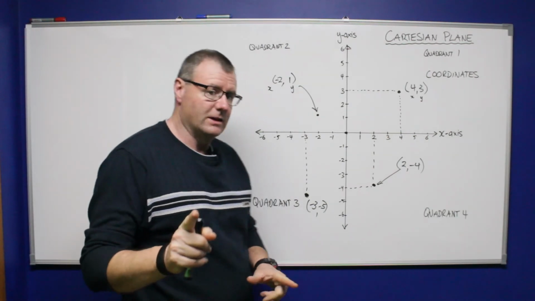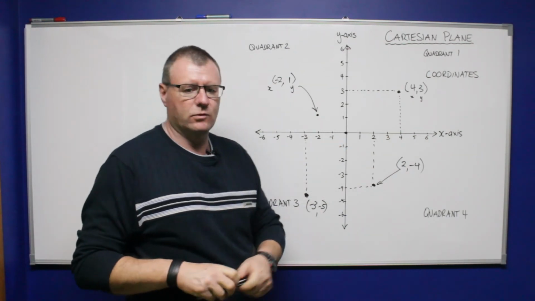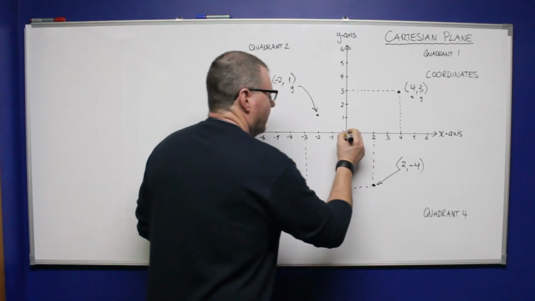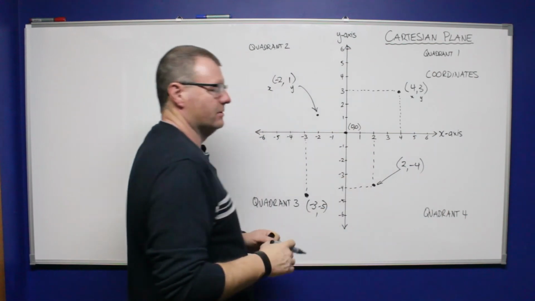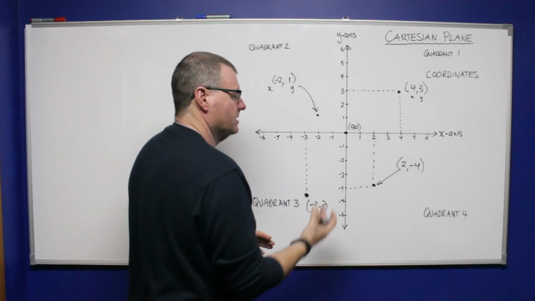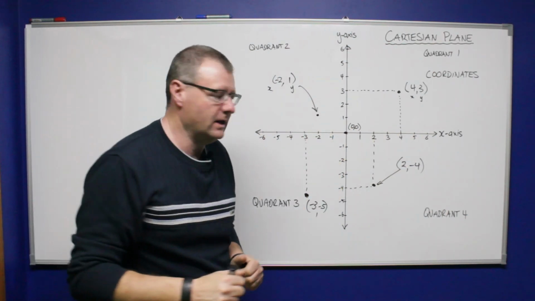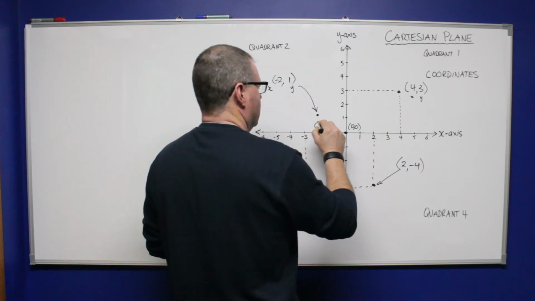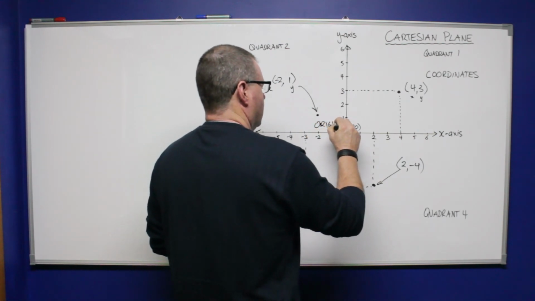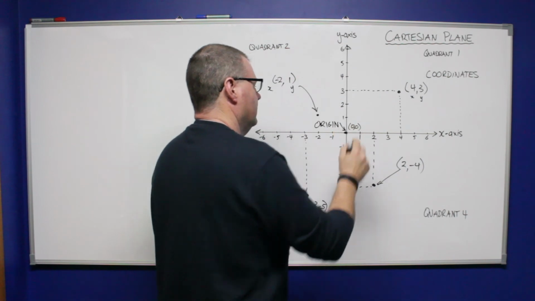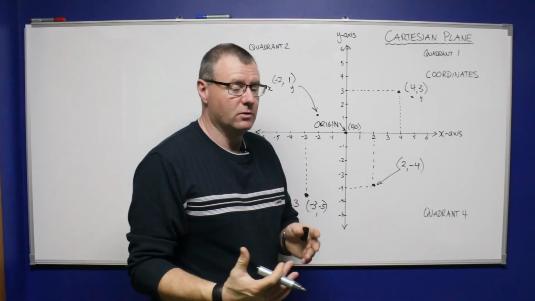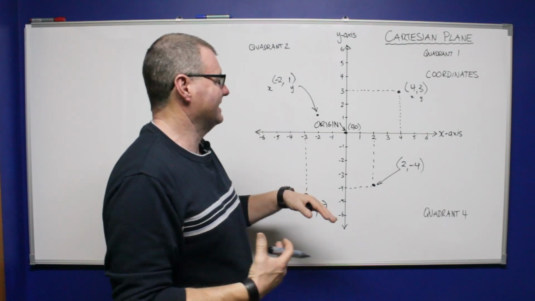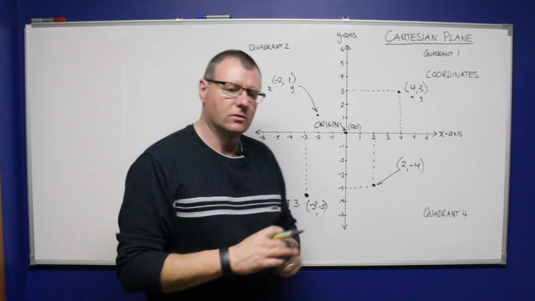I nearly forgot to tell you the name of this special point in the middle. The coordinate right there, we know that's the coordinate (0, 0). It goes 0 in the x direction, it goes 0 up or down. We give it a special name. We call it the origin. So that point right in the middle where the two axes meet, axes being just the plural word for axis, that's called the origin.